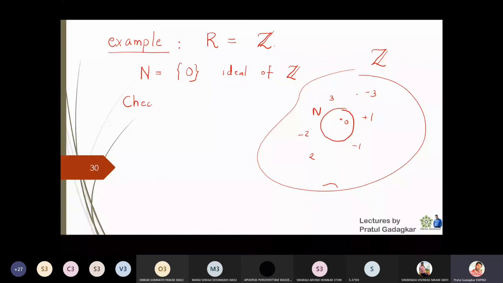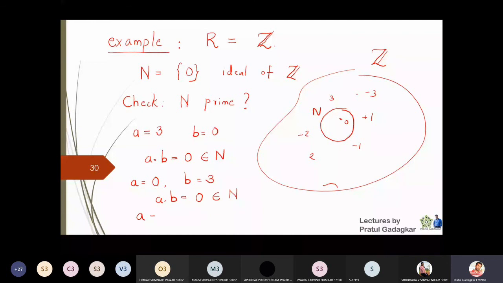Now take any two elements whose product is inside this N. Which two elements would you like to choose? You will say choose A to be say 3 and choose B equal to 0. You have to choose the other element 0, because otherwise the product will not become 0. AB is equal to 0, which is lying in the ideal, right? Or you even have a choice of choosing A equal to 0 and B equal to 3. In that case also the product AB will be 0, which is in the ideal. You can also choose A equal to 0, B equal to 0, both are 0. In that case also the product AB will be equal to 0, which is inside N.